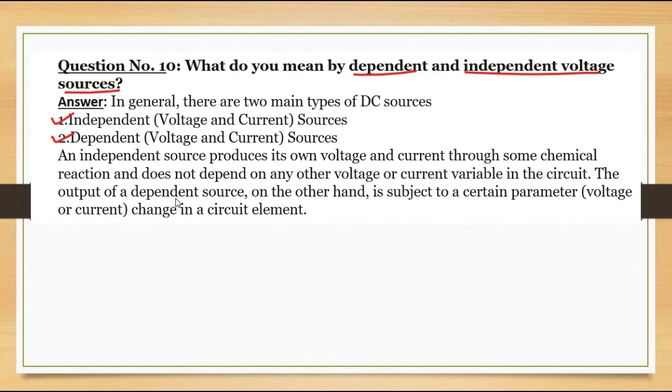while the output of a dependent source on the other hand is subject to certain parameter, voltage or current change in a circuit element. So what does this mean? Consider a circuit. This is 10 volt, 2 volt.